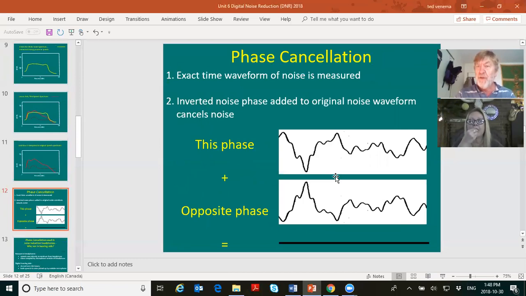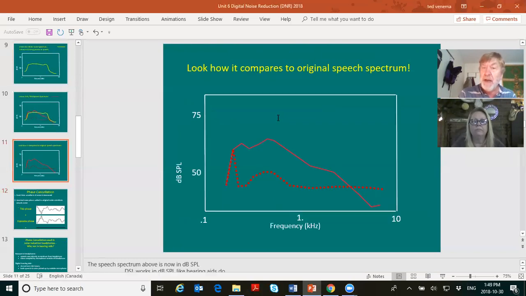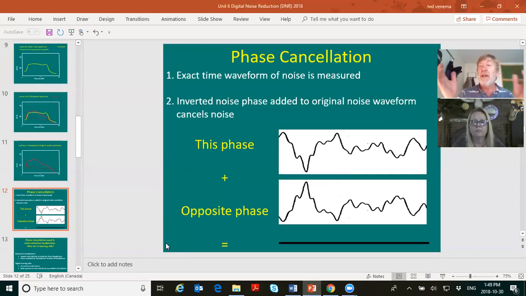Second approach, phase cancellation. Now, phase cancellation works on the waveform, not the spectrum. So let's look at these waveforms. These are sound waves. And what are the axes of a waveform? Time and amplitude. Whereas in a spectrum, it's frequency and amplitude. So now we're looking at a different modality. You're looking at the sound waves, okay?